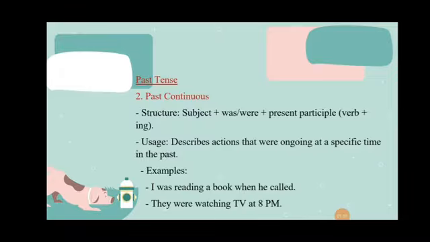The second aspect of the past is the continuous, and we have here the past continuous. It has the structure of a subject and one of the auxiliaries was or were, plus the present participle, that is the verb with ing. We use the structure of past continuous to describe actions that were ongoing at a specific time in the past.